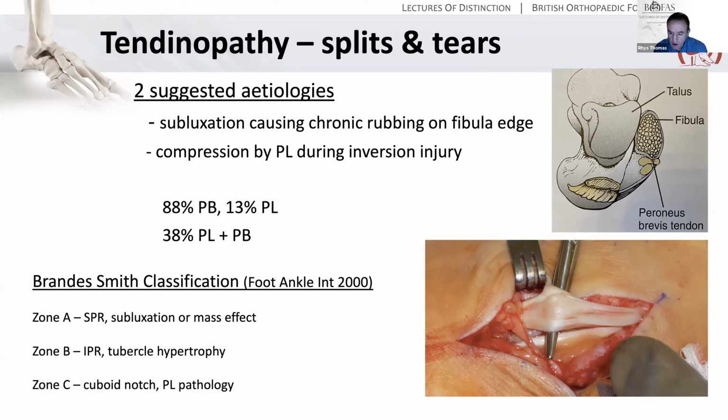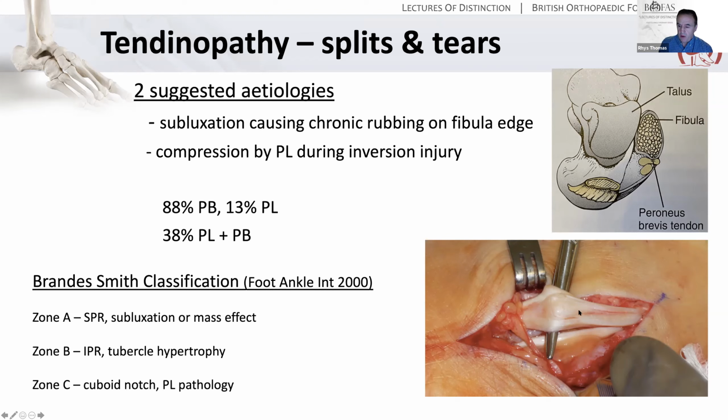So in the retromalleolar region, where you've got the superior peroneal retinaculum, you may get problems with subluxation or a mass effect. In zone B, which is the inferior region, this may be related to peroneal tubercle hypertrophy. And in zone C, at the region of the cuboid, this is where you get peroneus longus pathology.